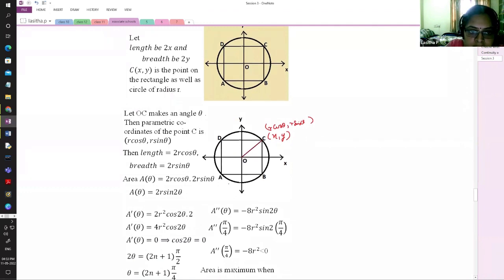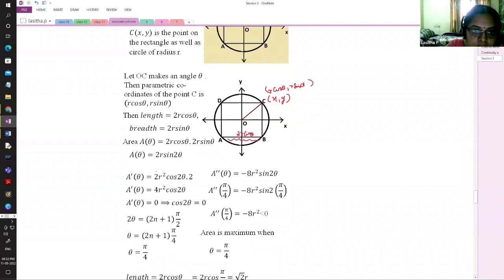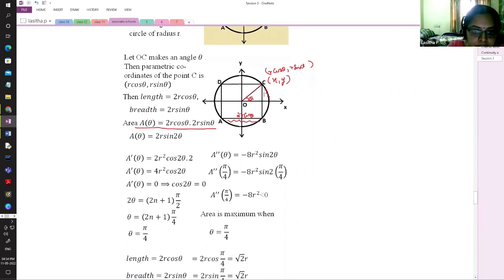And so the length will be 2 times r cos theta, and the breadth will be 2r sin theta. And so the area will be, here also we are expressing in a single variable, but that variable is theta, that's all. So OC will change its movement from here to here. Whether the C has to be here or here or here, that only we are trying to identify. So definitely that theta will lie from 0 to pi by 2 only. In that way we can restrict that interval here.